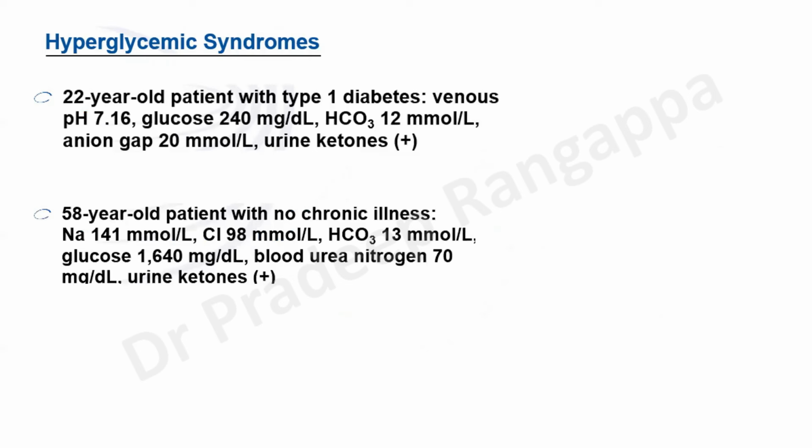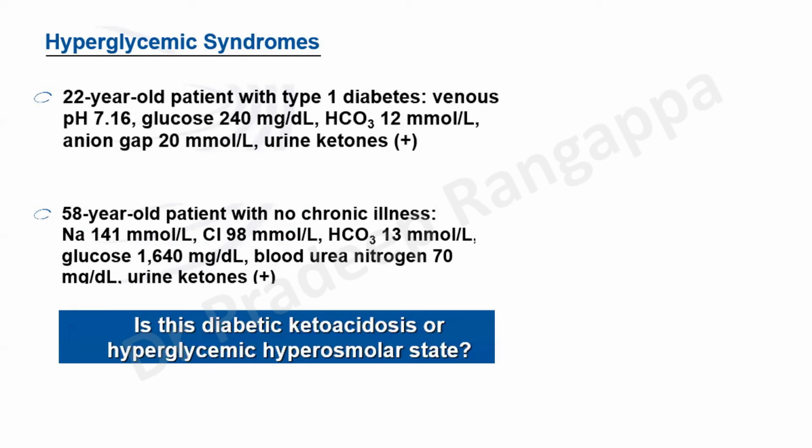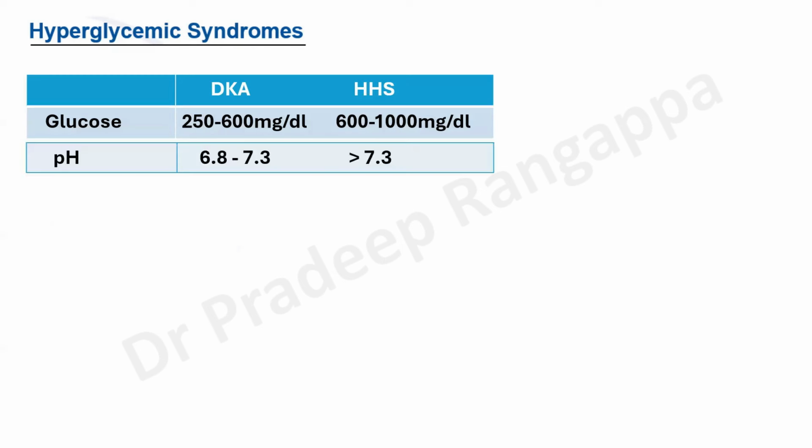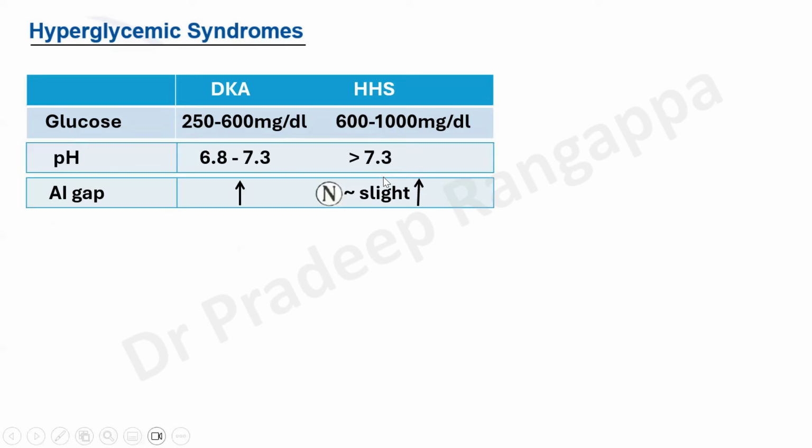Then you have a 58-year-old patient, no chronic illness, who comes with bicarb of 30. Look at the sugar, very high, 1640, and ketone bodies 1 plus. So very likely the first one is DKA, the second one is hyperglycemic hyperosmolar state. One needs to appreciate the differences between DKA and hyperosmolar state. In DKA sugars will not be very high. It can be 250 to 600, but in hyperglycemic hyperosmolar state, it will be very, very high, 600 to 1000. pH will be very acidotic in DKA, but in HHS, it will be around 7.3.